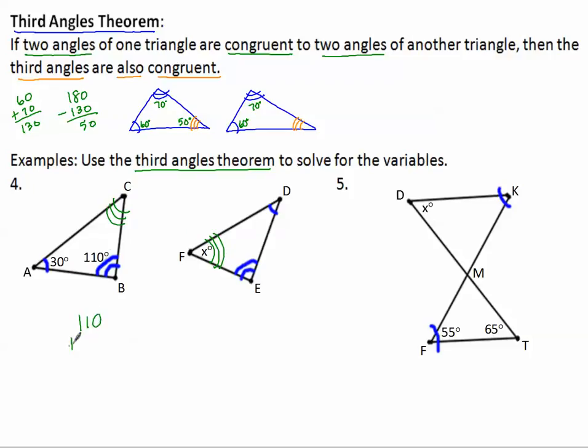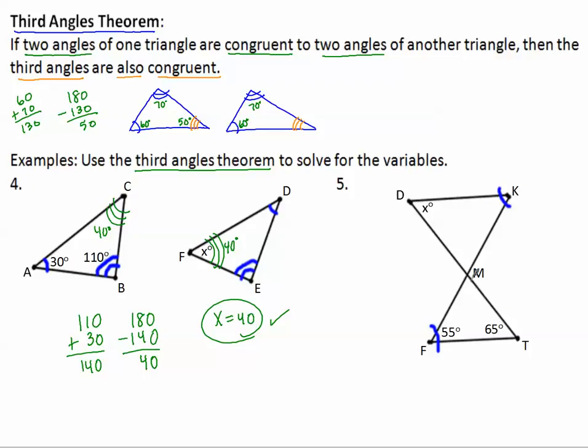So 110 plus 30 makes 140. And if I subtract from 180, I get 40. So this angle's 40, therefore this angle's 40. And now I know x is 40. The third angles theorem allows us to not have to do as much work in this problem.